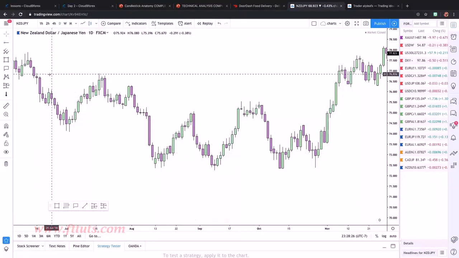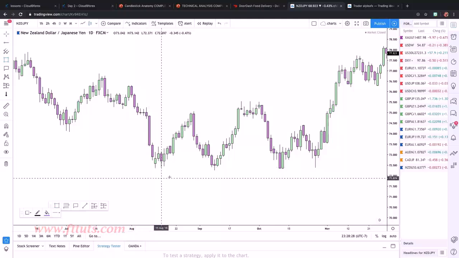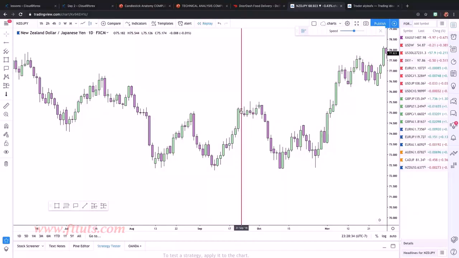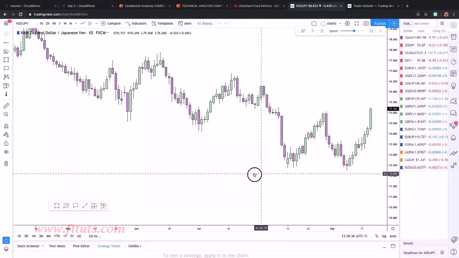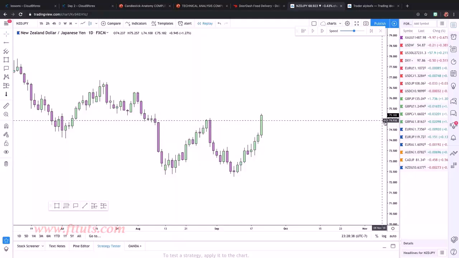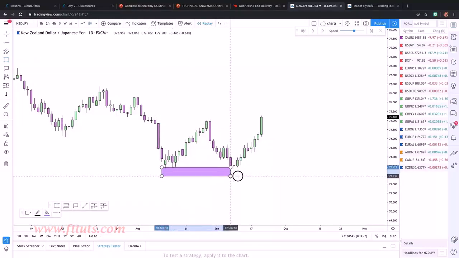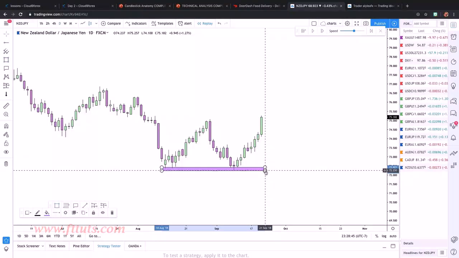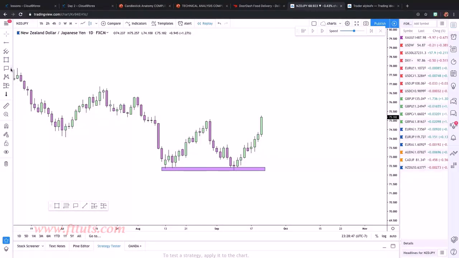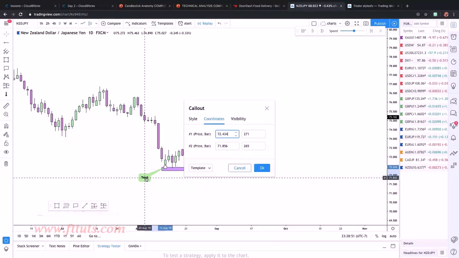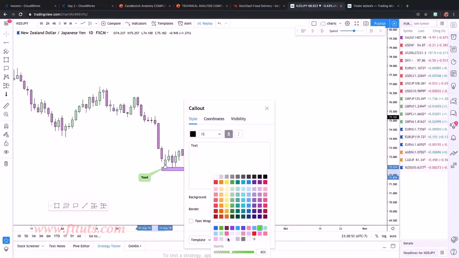Okay, so looking at a double bottom. So we have double tops, double bottoms, triple tops, triple bottoms. So triple top is 3, and then triple bottom is 3, and then double top is obviously 2, and double bottom is 2. So we're going to take the horizontal, or the rectangle square, and we're going to plot support, and then we're going to mark it as bottom 1 and bottom 2.